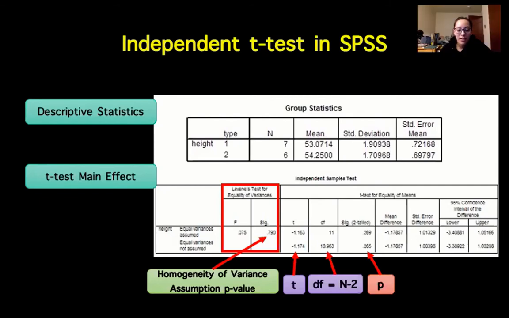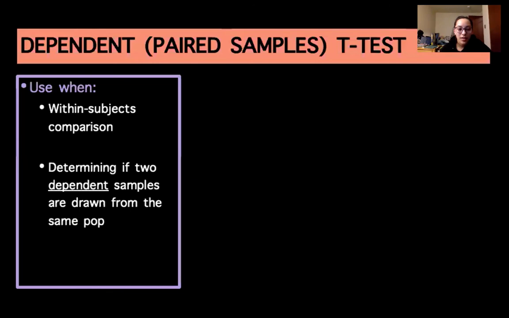All right, so those are independent t-tests. Any other questions before we move on to our dependent paired sample t-tests? Okay, I think we're okay. All right. So a dependent or paired samples t-test is exactly the same as an independent t-test. The only difference is that we use the same people to collect on.